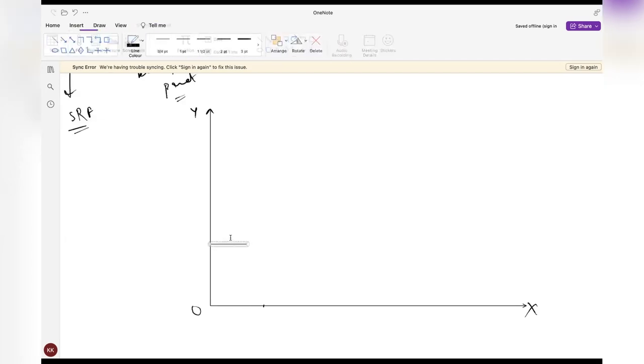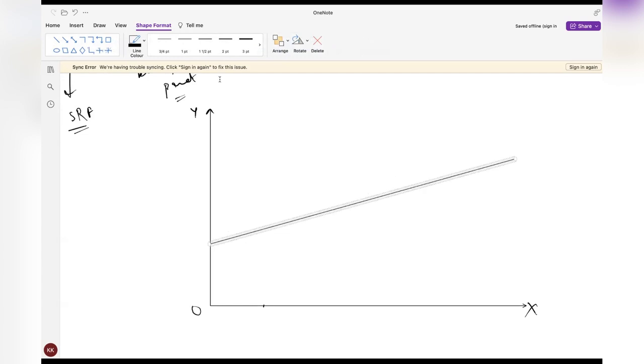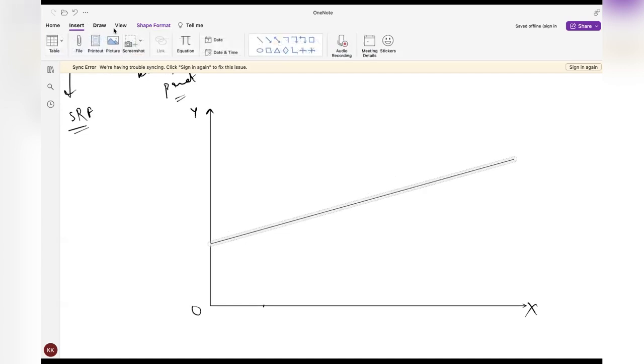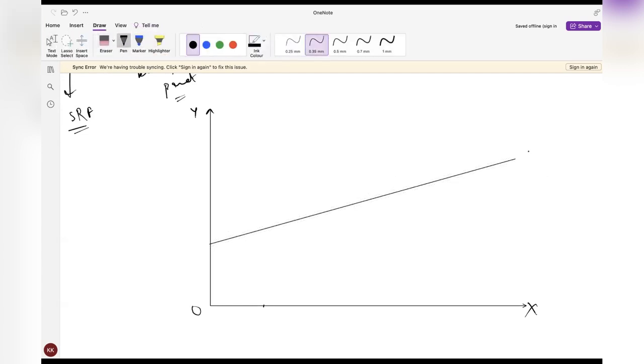Let's take our figure, and in this figure, we have plotted our sample regression function. So this is our sample regression function. Let's say that at x1, my actual value was somewhere here, and my estimated value is y1 hat, which is given by the sample regression function. So the difference between these two will be my residual term u1 hat. Then let's take x2.